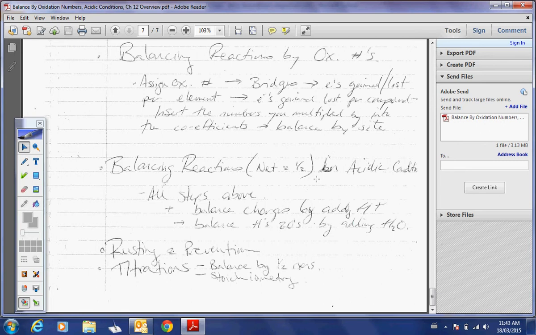We also looked at rusting and prevention and titrations. That's it. That is chapter 12. Because I know there's been a lot of coming and going, I thought a nice list would be a good idea. And your test on Friday will be on those things.